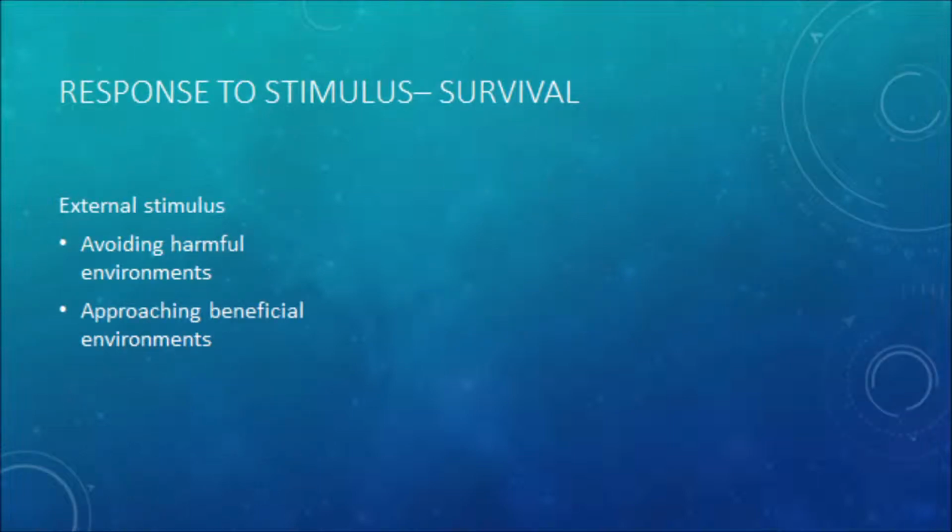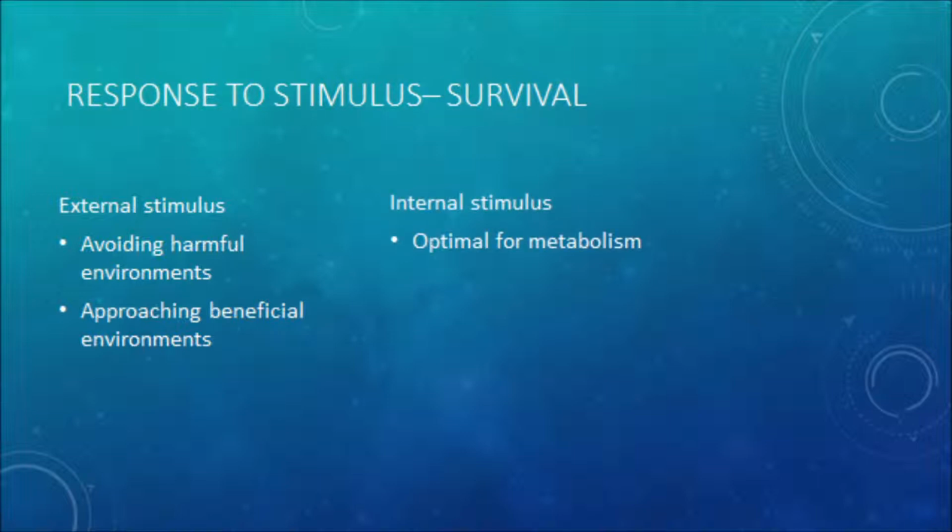response. An animal's response to a stimulus generally moves it towards beneficial environments, like finding shelter during a storm or moving to a territory with a greater food source, and away from the harmful environments. Internal stimulus tend to move towards an optimum for metabolism, such as raising or lowering heart rate or temperature. Responses are classified in three main ways.